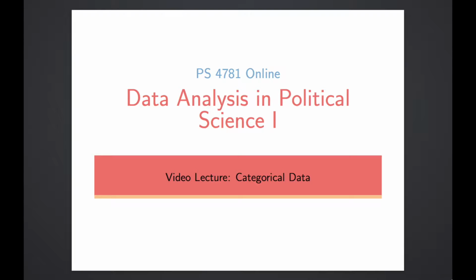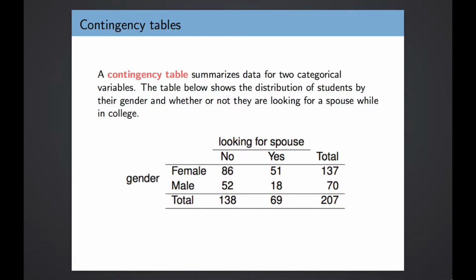In the past few videos, we have talked about understanding numerical data. In this video, we're going to shift our focus and talk about summarizing and describing categorical data. One common way of summarizing data for two categorical variables is to use a contingency table. A contingency table basically shows the distribution of a variable conditional on values of a second variable. So let's illuminate that a little bit by looking at this example.